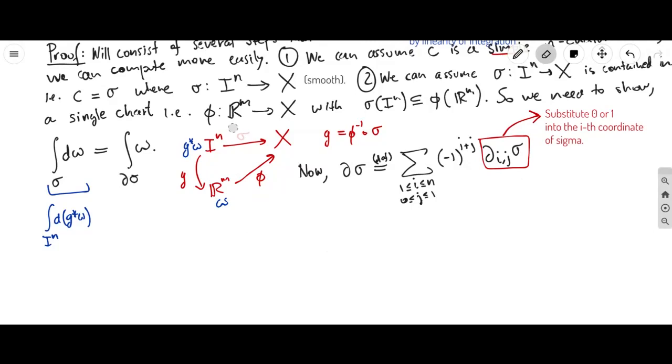Sigma is a function of n variables. The I represents which of the coordinates you're choosing, so you choose a coordinate from 1 to n. And then you're going to choose either the front face or the back face of the cube. That's why j is either 0 or 1, right? Front or back. That's what you're doing.